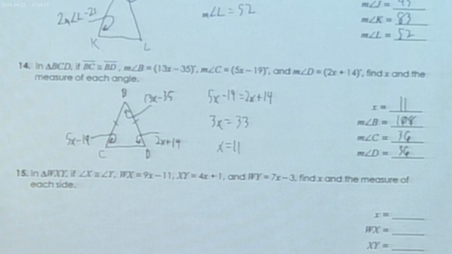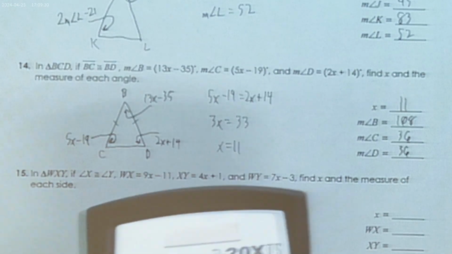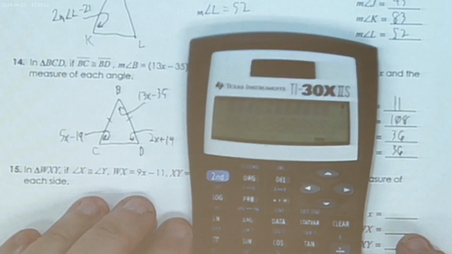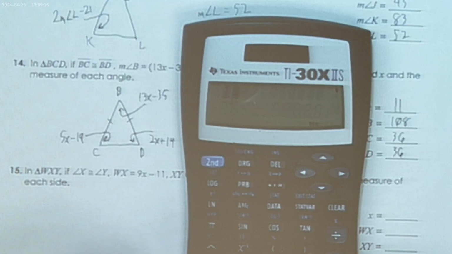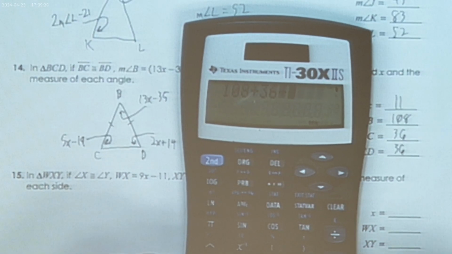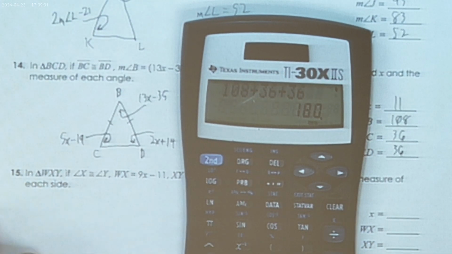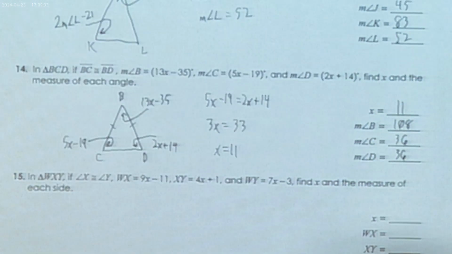So let's take a look for a reality check. If I add 108 and 36, I should get 180. So 108 plus 36 plus 36 is 180. Whew. And we're in good shape.